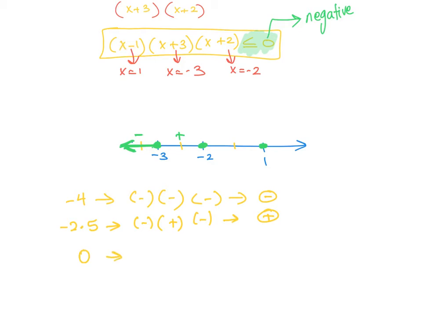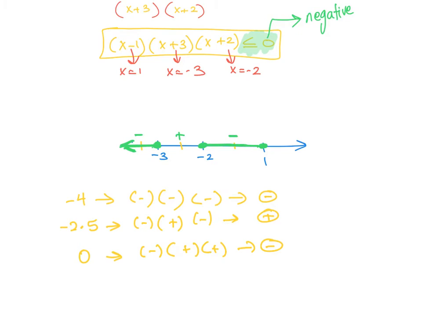So that's going to give me something that's negative. And then 0 plus 3 and 0 plus 2, positive, positive. And negative times positive, that's negative. So then that means anything between -2 and 1 will work, and I want that part of my number line.